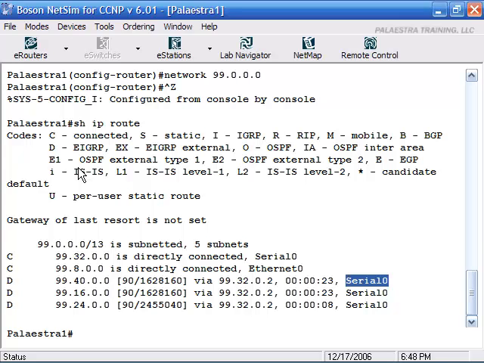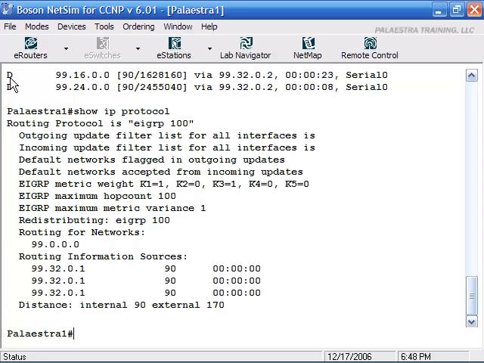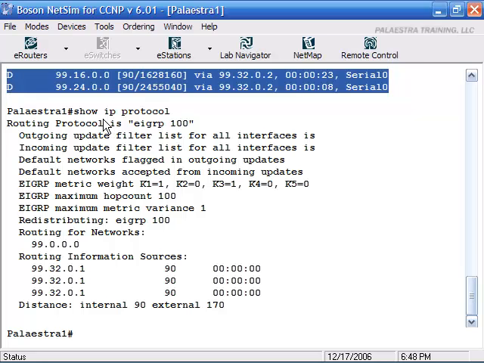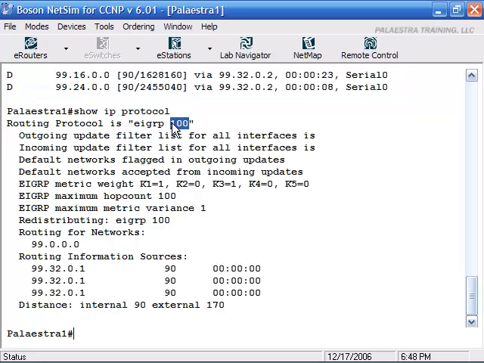Let me take a look at some of my show commands here. Show IP protocol. If for some reason my routing table is not showing up or things aren't showing in my routing table, I want to check out and see that I have a protocol running. Verify the autonomous system number. Make sure it matches. I'd also go in here and check routing for networks 99.0.0.0. Make sure it's routing for the right network. If I accidentally typed 98.0.0.0, there aren't any interfaces that start with a 98 on my router, so it wouldn't be routing for anything.